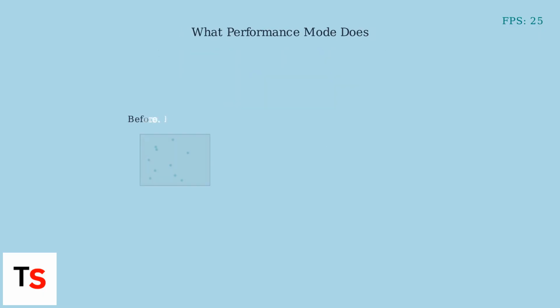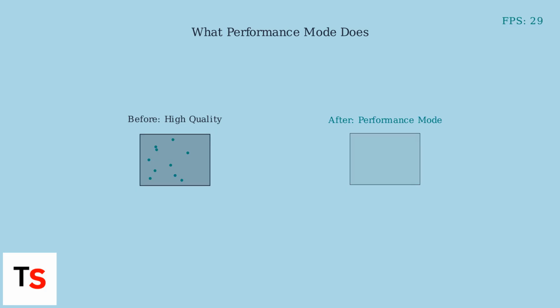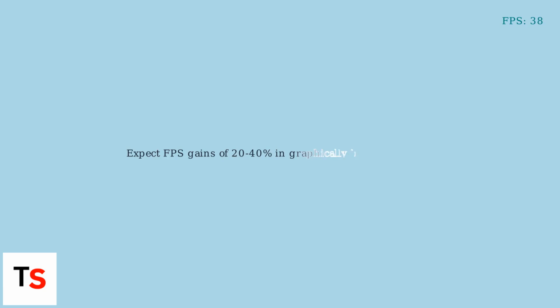This mode lowers resolution, disables advanced effects like shadows and complex particles, and simplifies textures, reducing the load on your Xbox One's hardware. Expect FPS gains of 20 to 40% in graphically intensive games. Remember, while effective, some games might override it if they're poorly optimized.